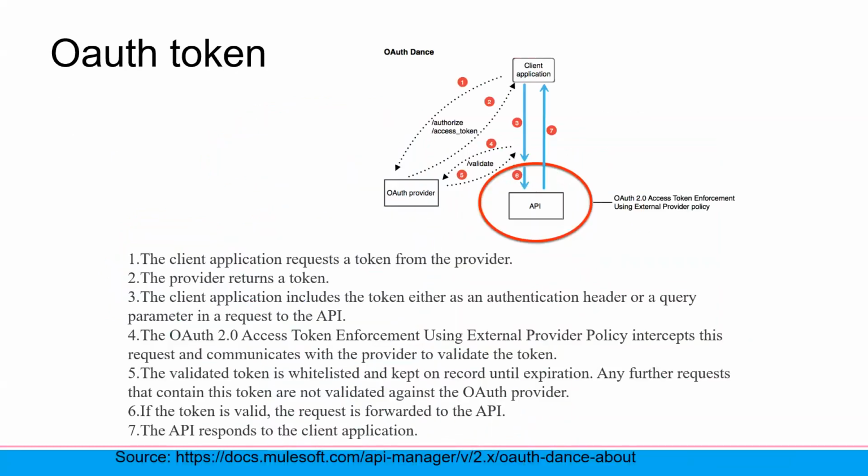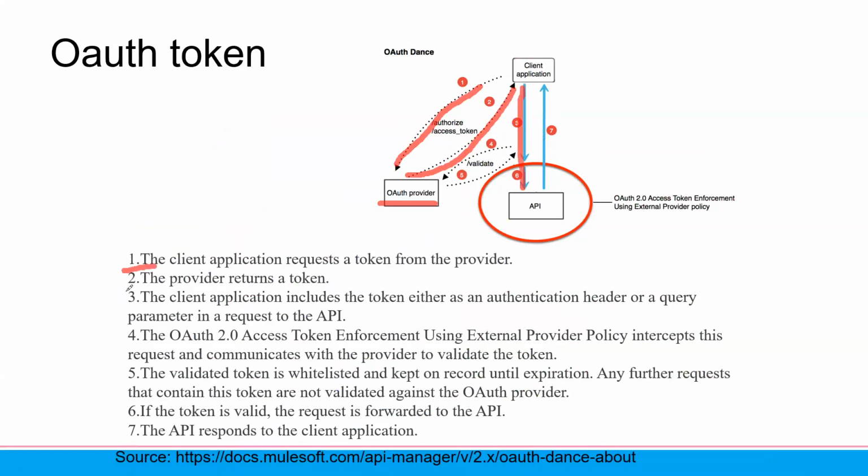So the OAuth token is one of the authorization, I can say the authorization library. The steps will be something like this, you can see the numbers. Number one means the client will connect to this OAuth provider, and this will give the authorization for the client to connect to the API.